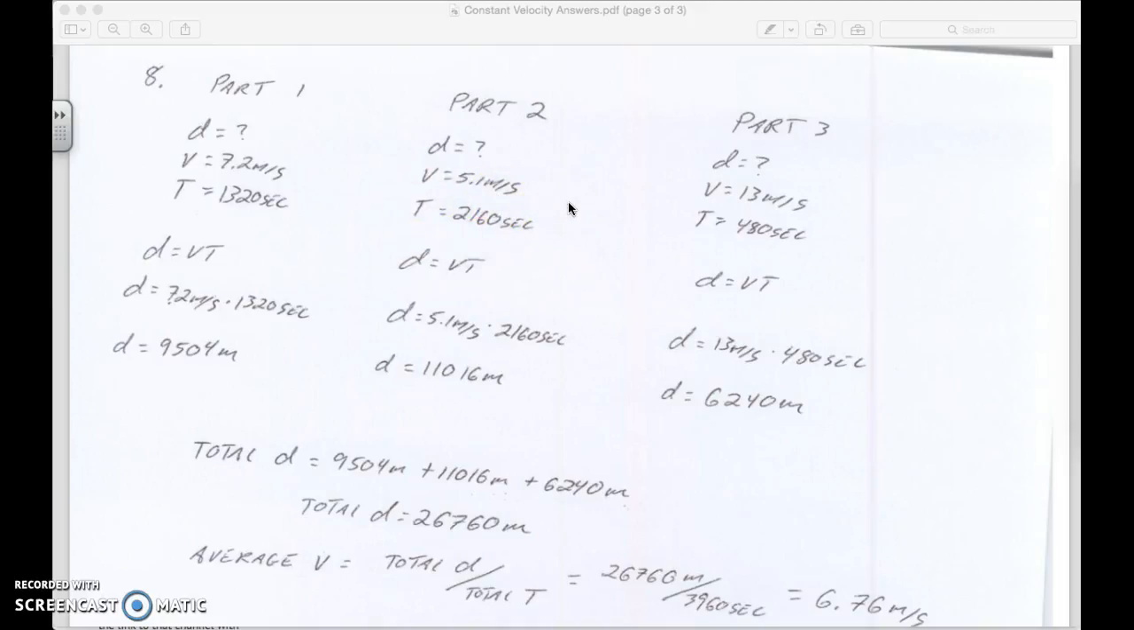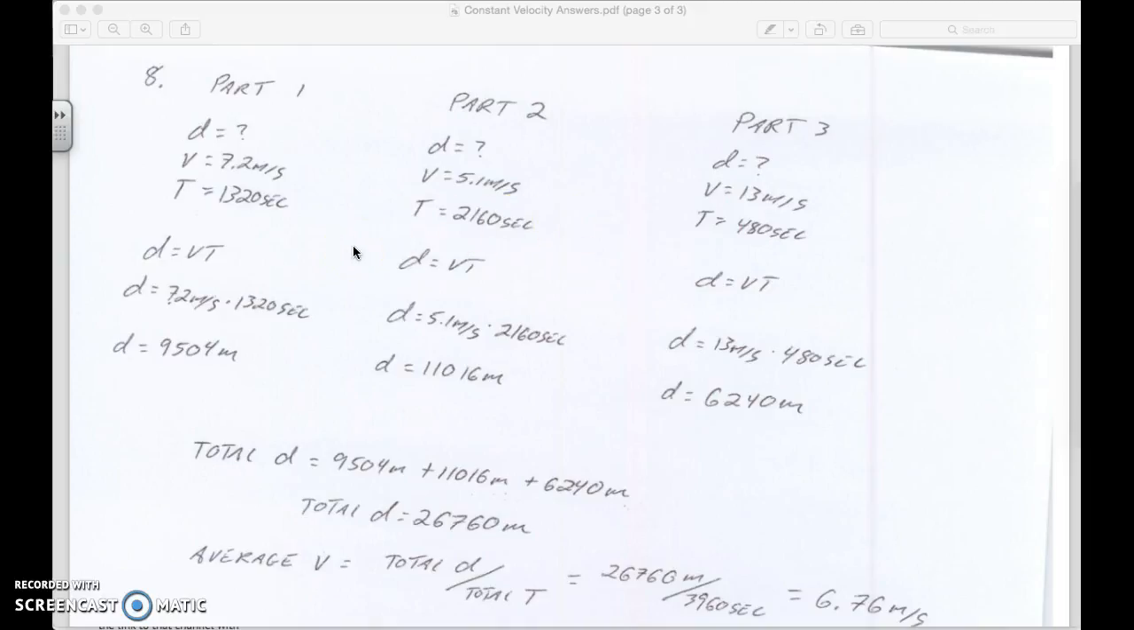And finally, part 3, the person rides for 8 minutes at an average speed of 13 meters per second. So there's the velocity, 13 meters per second, and the time is 480 seconds when we convert it. The question A, how far has the bicyclist traveled during the entire trip? B, what is the average velocity for the entire trip?